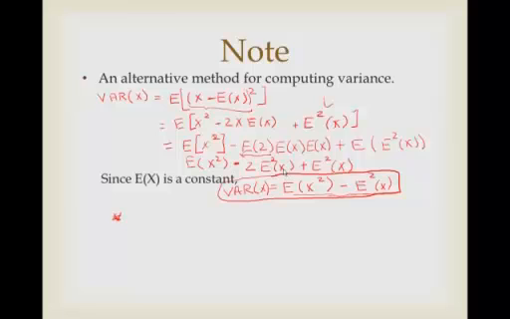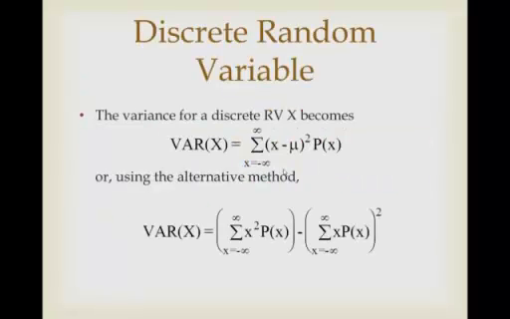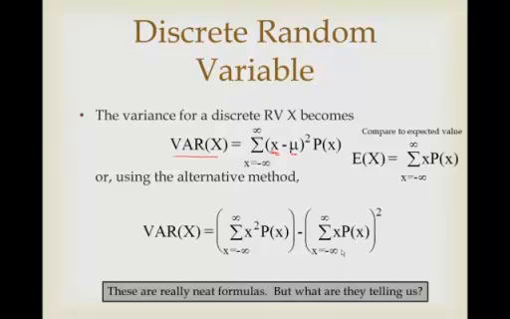So the variance for a discrete random variable becomes something like this. And remember, this is x minus the mean, that's the expected value right here, times the probability of x. And this, again, is just what we had worked out. So all of this is what we just worked out, but written in a slightly different form. So these are very neat formulas. I know you love them, but what are they actually telling us? Here's what they're telling us.